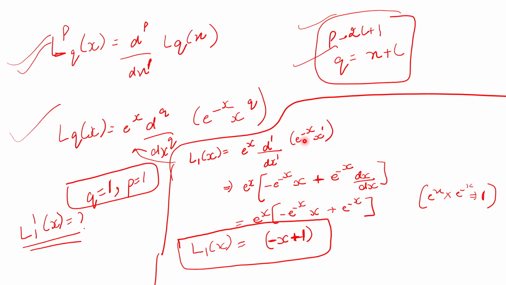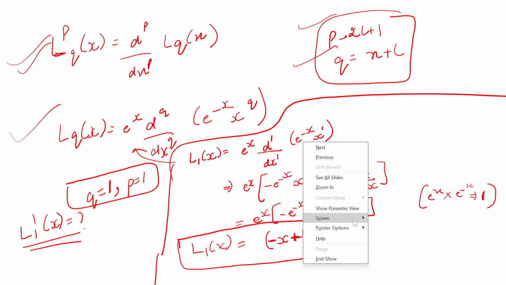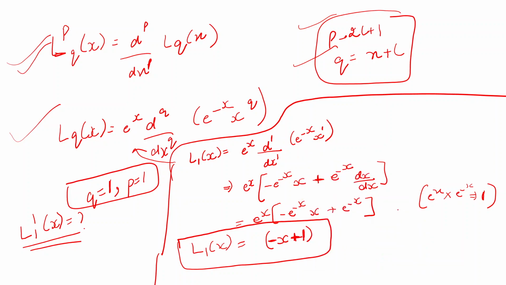You will first keep the first function as it is. Here there are two terms, e^(-x) and x. Firstly we'll differentiate e^(-x) and keep the second term constant. Then plus sign, then you will keep the second term constant and differentiate the first term. So it will be e^x multiplied by minus e^(-x) into x plus e^(-x) dx/dx. And you know the multiplication of e^x and e^(-x) is 1. So after solving it, it will be minus x plus 1.